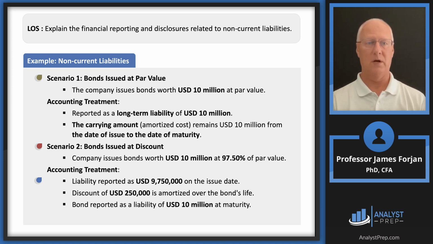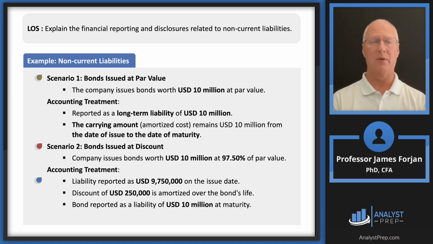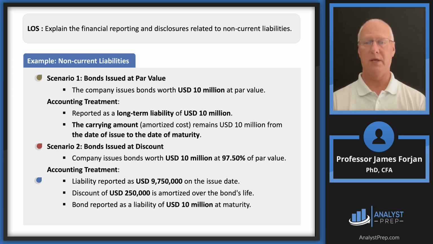You're going to issue these in 10 million. So you have 10 million in cash, right? So that shows up on the left-hand side of the balance sheet. And then you'll have a long-term liability of $10 million. And that'll be equal to the amortized cost. That's the carrying amount.